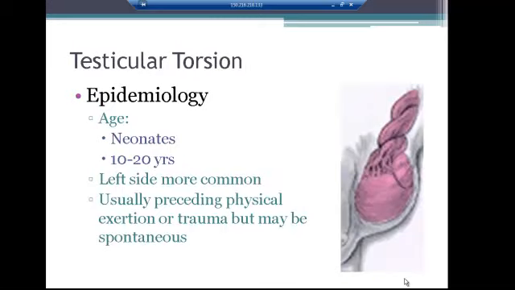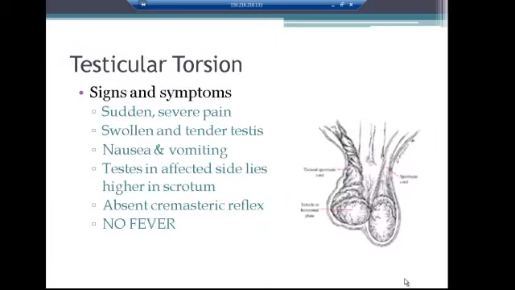Testicular torsion typically happens in a bimodal distribution. It happens in neonates, infants, and babies. It also happens, again, commonly in adolescent males. The left side is a little bit more common than the right, and it's usually preceded by trauma or physical exertion, but it can also be spontaneous.